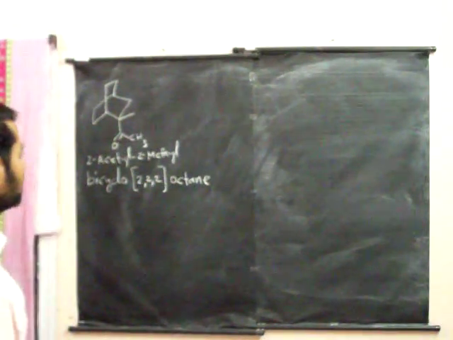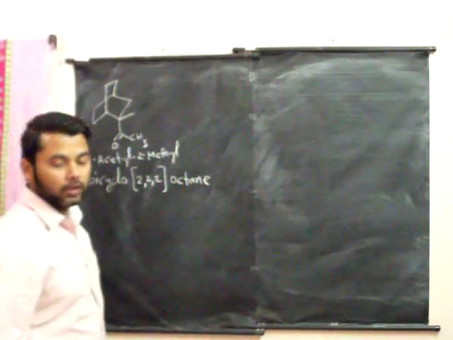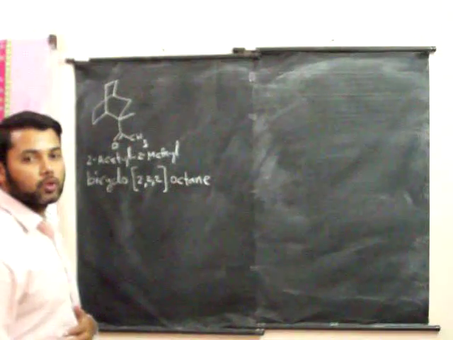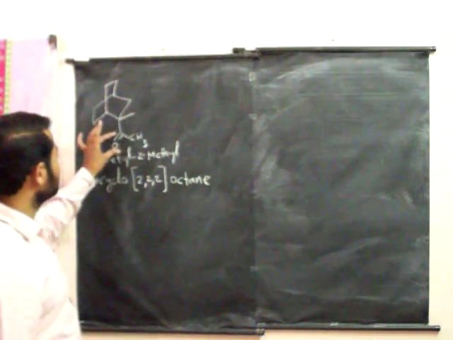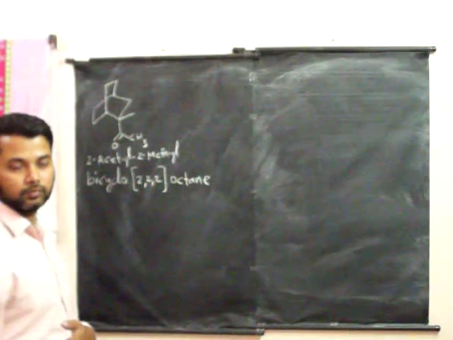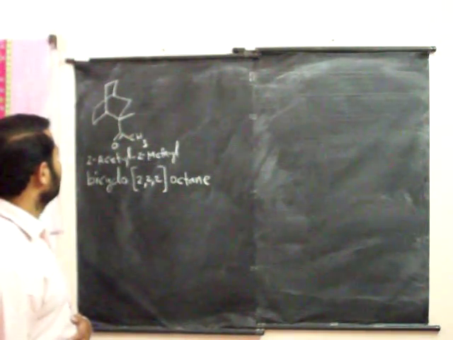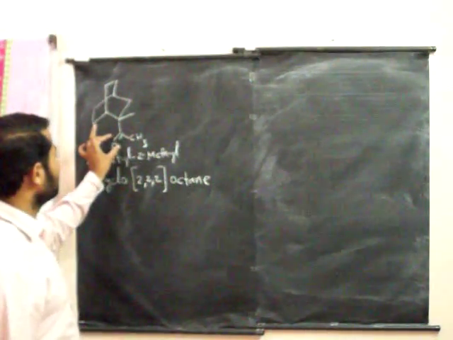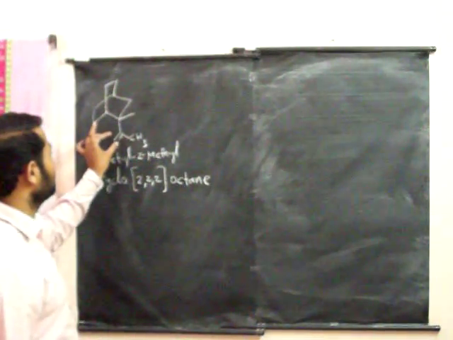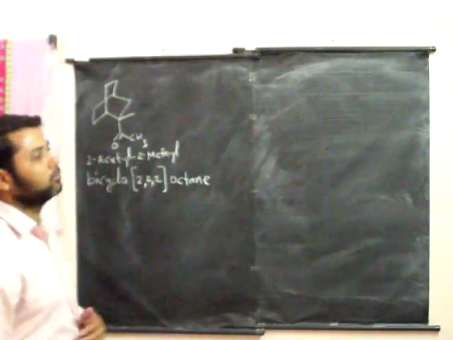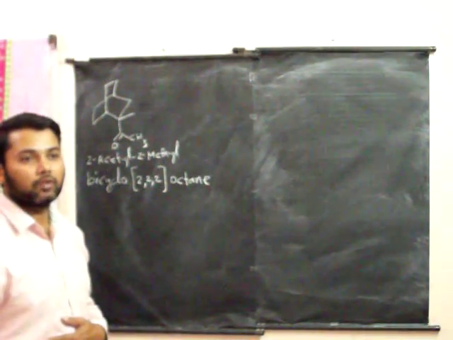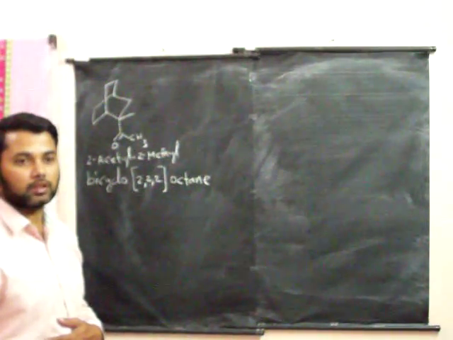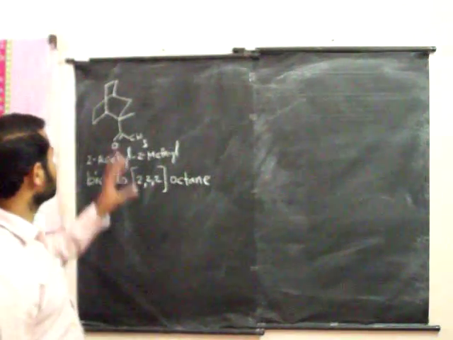Now I want to disconnect this molecule. Let us see how. Here you see this methyl group is in the exo position. This acetyl group is in the endo position. So whenever in bicyclic compounds the electron deficient, that means electrophilic carbon containing functional group is in endo form, I think we better go for the famous reaction, the Diels-Alder reaction. We can think to synthesize this compound by Diels-Alder reaction.